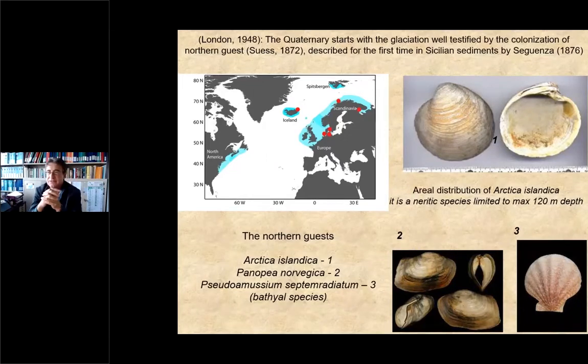During the conference in 1948, it was proposed that the Quaternary coincided with the starting of the glaciation. Scientists proposed to use Arctica islandica, Pseudamussium septemradiatum and Panopea norvegica to recognize the base of the Quaternary. The problem is that Arctica islandica is a neritic species limited to 120 meters depth. Pseudamussium septemradiatum is a bathyal species, but these species are really rare in Quaternary bathyal outcrops. So it's not easy to use these fossils.